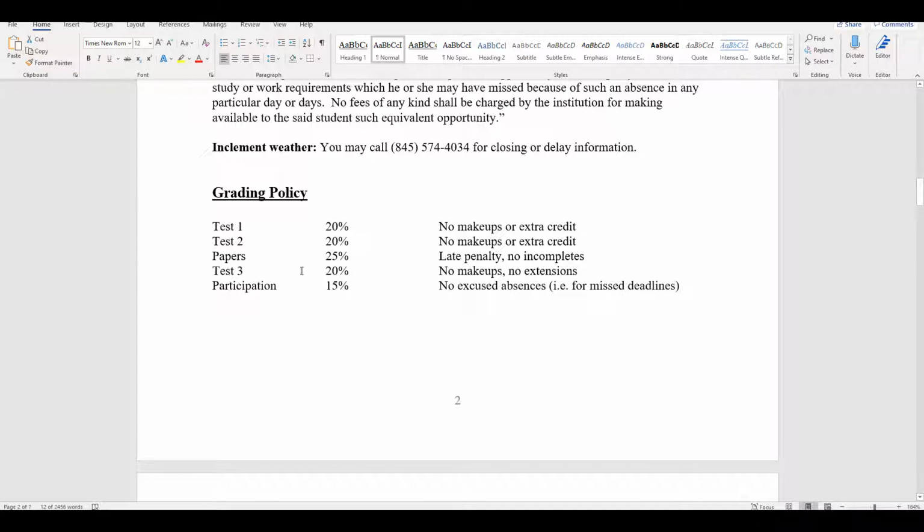For the paper and any other related paper assignments, all total will be 25% of your grade. And then your participation is 15% of your grade. Keep in mind there are no makeups or extra credit. There is also a late penalty for the paper, and no incompletes will be given. And as I mentioned, no excused absences, in other words, for missing the deadlines.